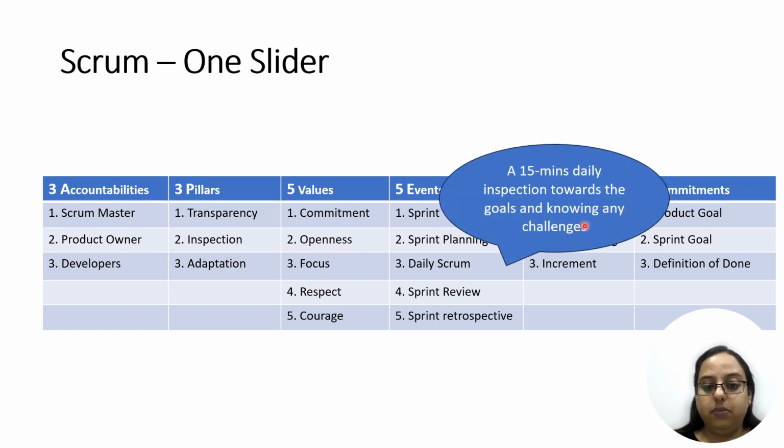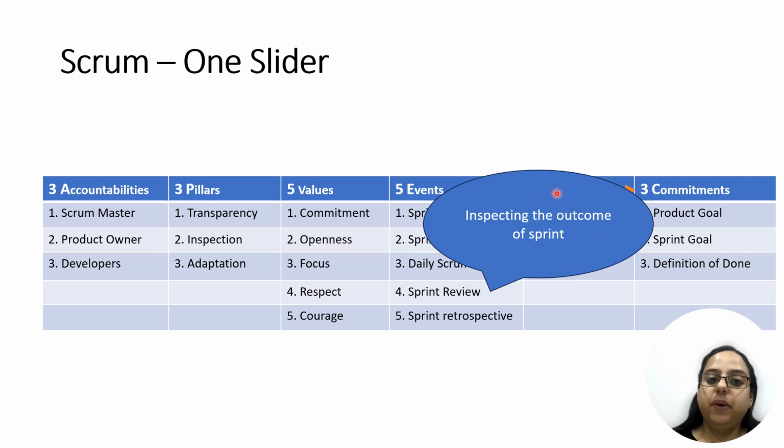Then daily scrum. Daily scrum is a 15 minutes daily inspection towards the goals and knowing any challenges. So daily scrum is by the developers and for the developers. The developers of the scrum team are responsible to do this inspection and adaptation on a daily basis. They come together, they discuss their progress towards the sprint goal and make any required changes in their plans.